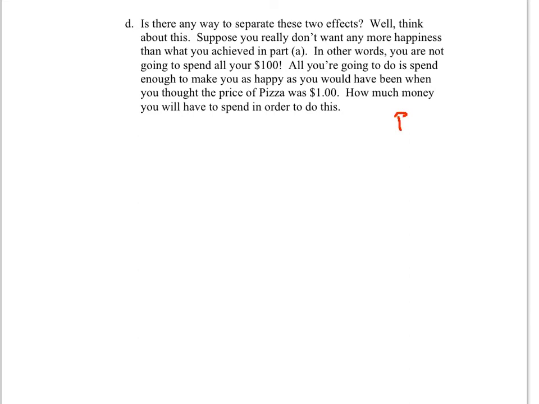So we know that the price of pizza now is going to be 80 cents, because what this problem is telling you is that with the new price of pizza, you're going to buy enough pizza to make you as happy as you were when the price of pizza was $1. The sentence says to make you as happy as you would have been when you thought the price of pizza was $1. That basically says that you're going to fix the utility to the value you have in part A, when you're consuming 50 units of each. The price of pizza is 80 cents. The price of spinach is still $1.